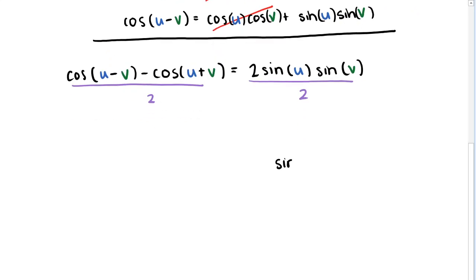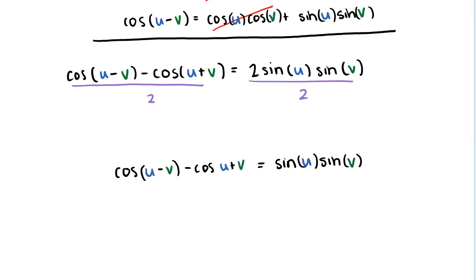And so on the right side, we get sine of u times sine of v. And then on the left side, well, we have our cosine of u minus v, take away cosine of u plus v. And this is all divided by 2, which is the same as multiplying this expression by 1/2. So I'm going to write a 1/2 in front of this and just put parentheses around our entire left side.